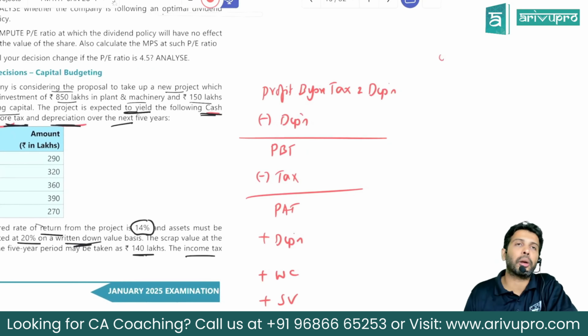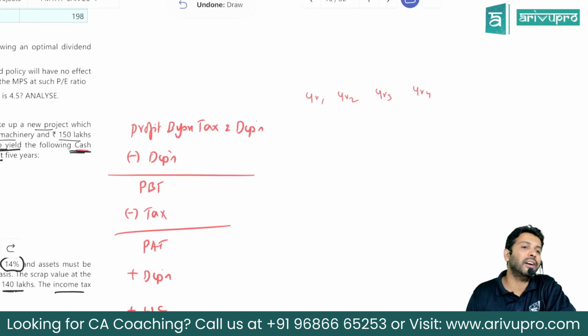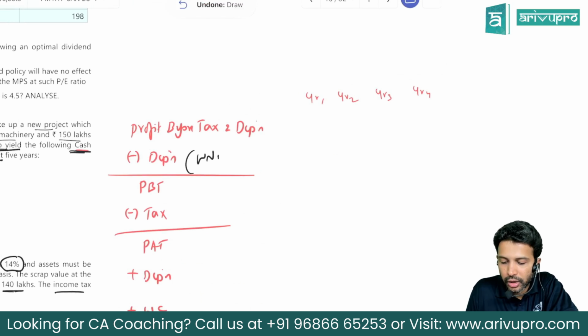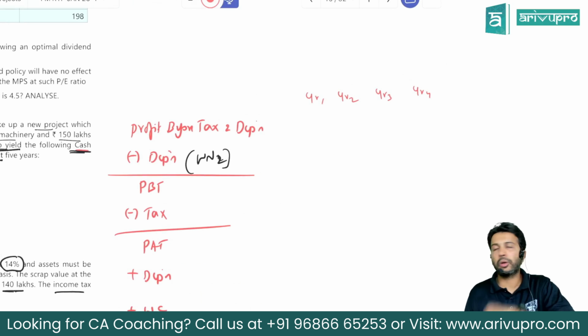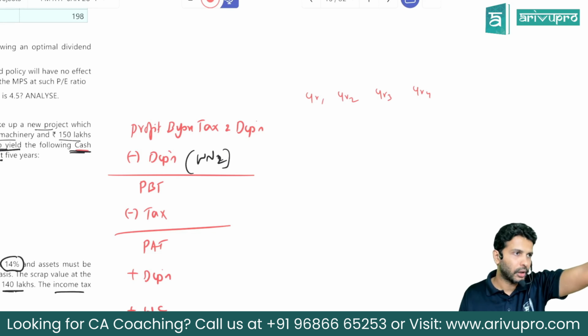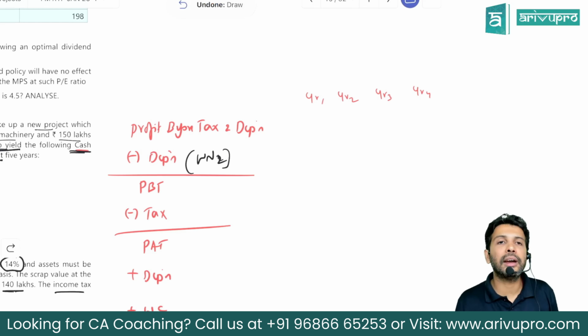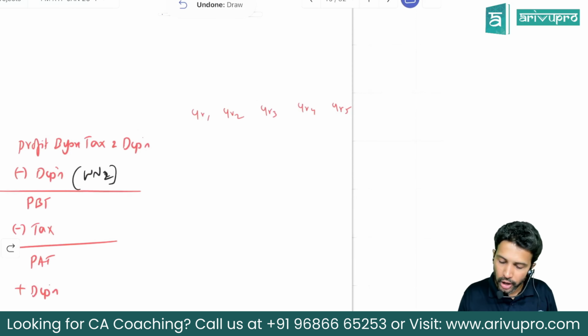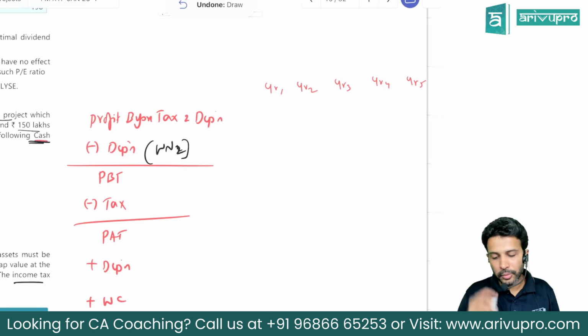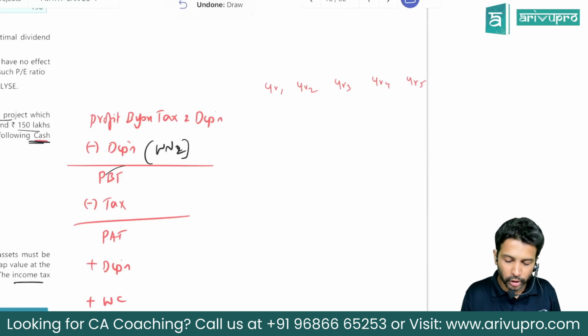So now look at this format. First we will take profit before tax and depreciation. Reduce depreciation. Depreciation should come from working note number 1 or 2. Maybe working note number 1 you can put for year 0 outflow, because there is investment also, there is working capital also. Working note number 2 you will calculate for depreciation. Copy all that depreciation. From profit before tax and depreciation, if you reduce depreciation, what are you going to get?